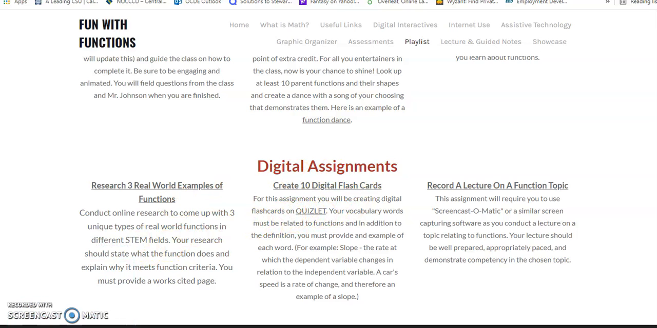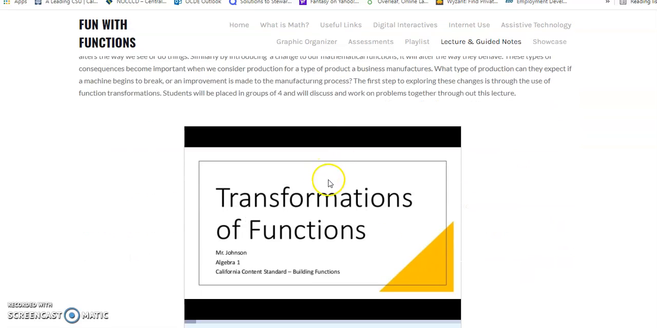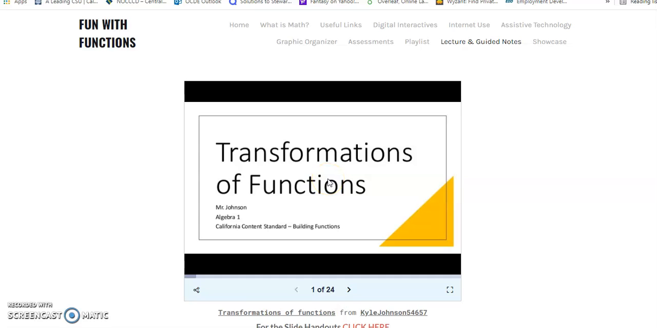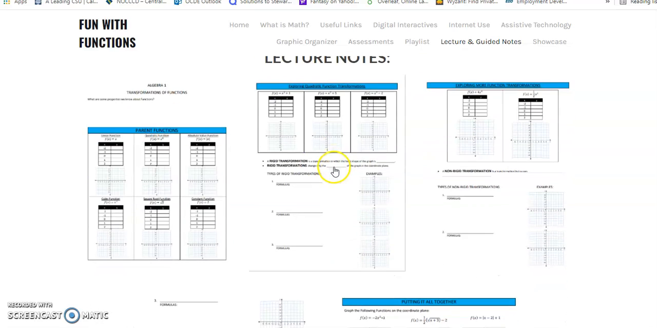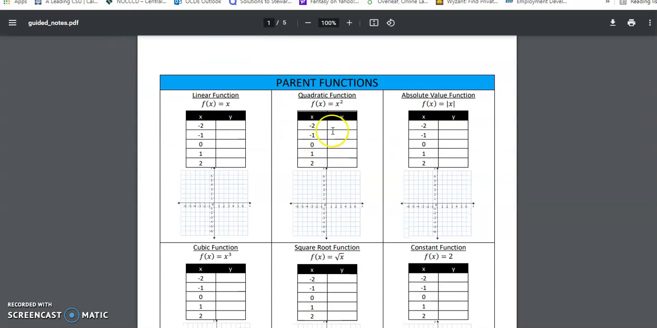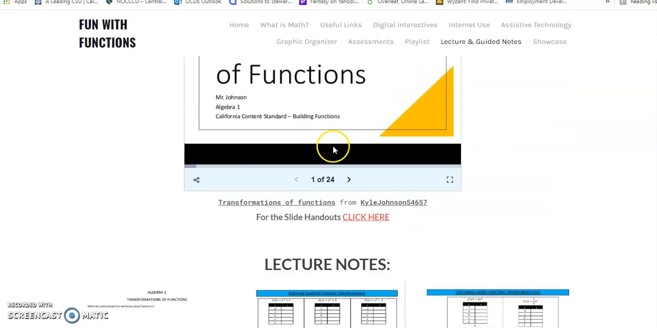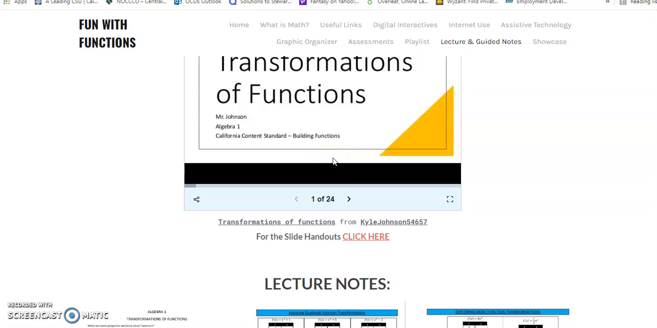Pretty straightforward. And finally, we've arrived at the section I'm most proud of. I put a lot of time and effort into making this PowerPoint presentation, which covers transformations of functions, as well as the accompanying guided lecture notes. Here, the students can just click on any one of them, and it takes you to a PDF that they can download and fill in as I present. So students fill out the guided notes as we progress through the PowerPoint.